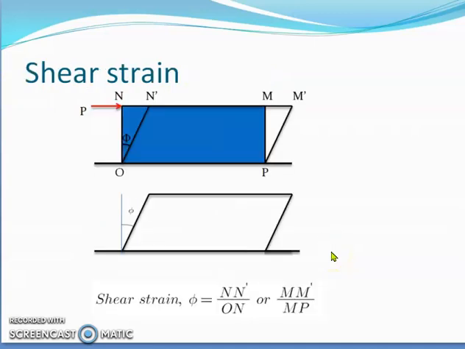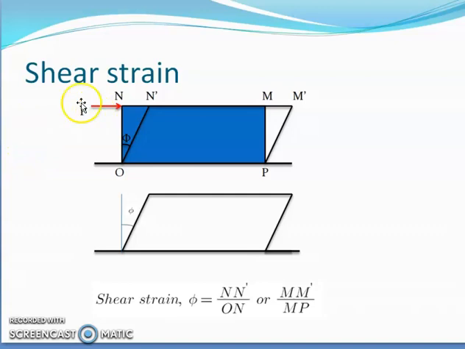So coming to the shear strain. To understand the shear strain, consider a two-dimensional element like this, a rectangular box, which is fixed at this end, at this edge OP, right? And it is free to move at the edges N and M.